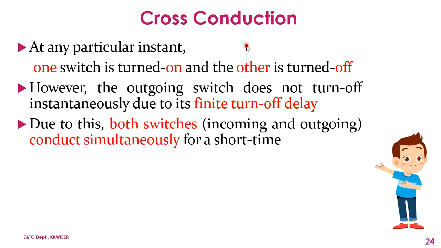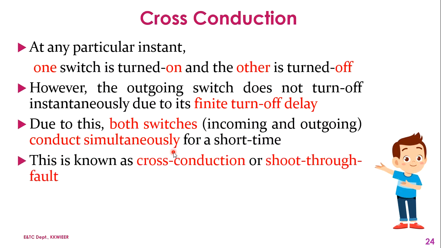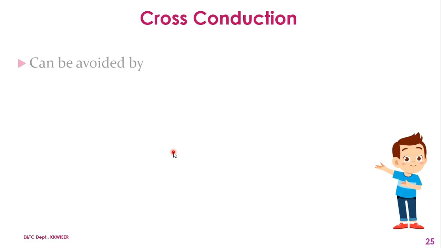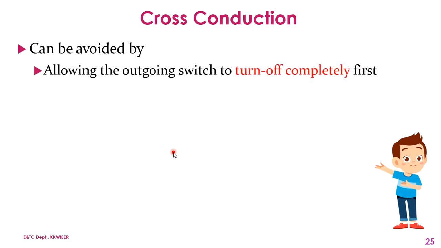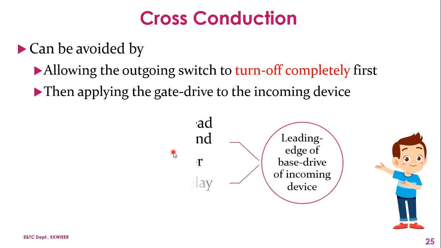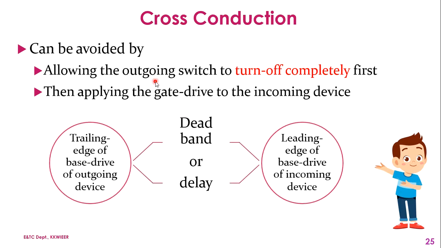Due to this, both switches, that is incoming and outgoing, conduct simultaneously for a short time. This is known as cross conduction or a shoot-through fault. The input DC supply is short-circuited, which causes the switches to get damaged. So to avoid this, one way is allowing the outgoing switch to turn off completely first, and then applying the gate drive to the incoming device. Another way is introducing a dead band or delay between the trailing edge of the base drive of an outgoing device and the leading edge of the base drive of an incoming device.